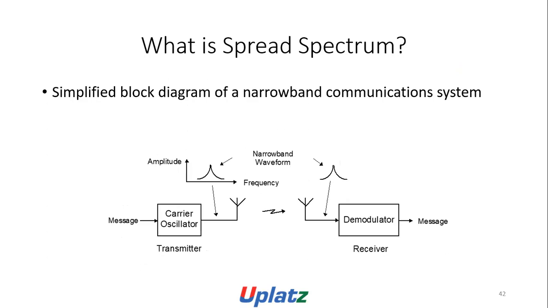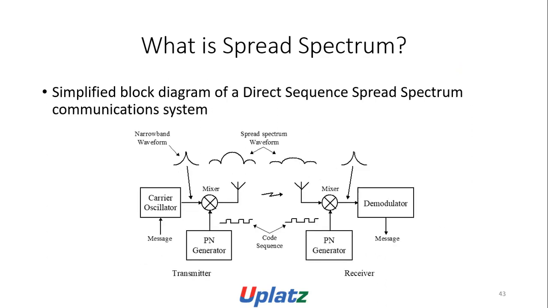A simplified block diagram of a narrowband communication system. Amplitude versus frequency shows a narrowband waveform. The message and carrier oscillation go to the transmitter. Then it goes to the demodulator at the receiver, where the message is recovered.